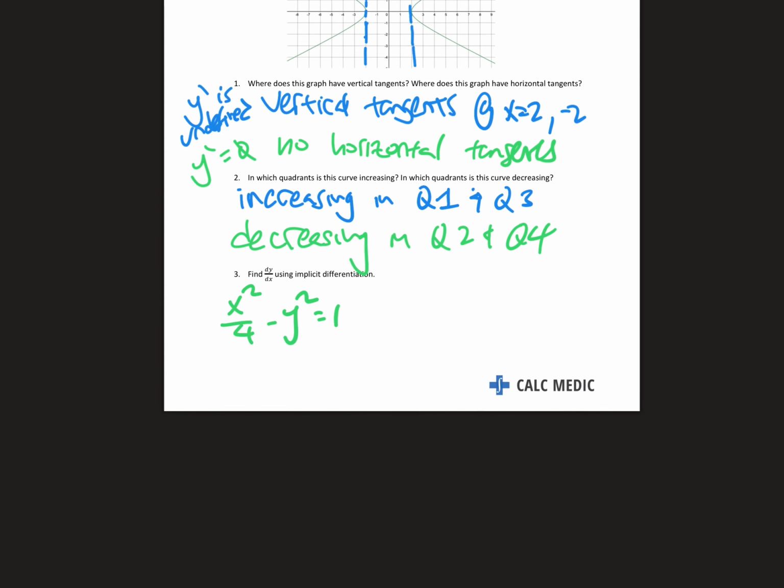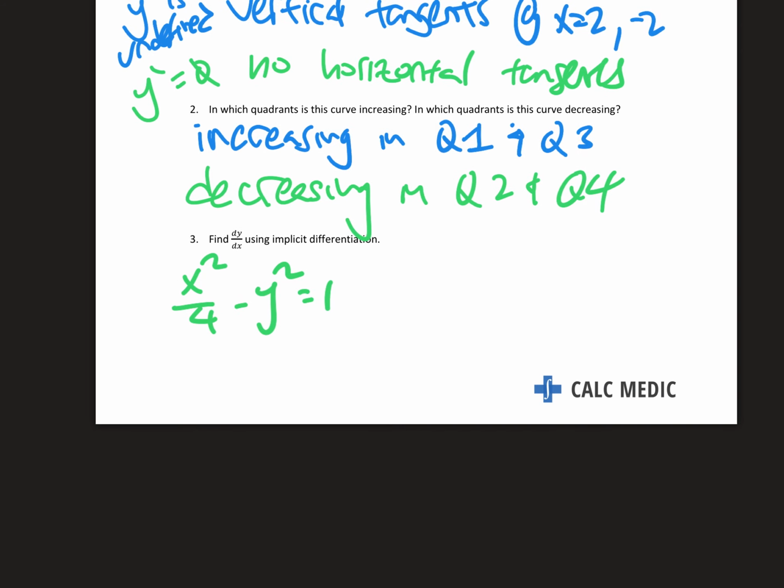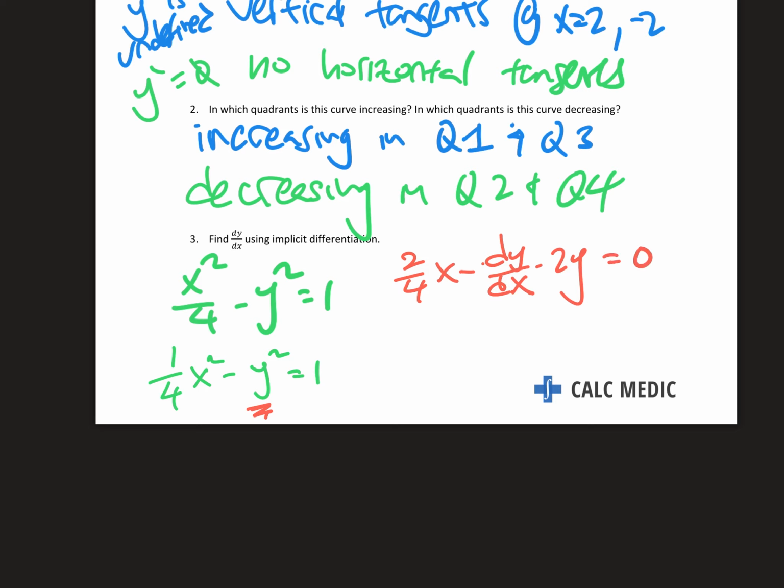Let's zoom in a little bit. I'm going to rewrite this to help me: 1/4 x squared minus y squared equals 1. So I just know to use the power rule with the fraction here. So that's differentiate. Let's see, that should be, bring the 2 down, becomes 2 over 4 x minus dy/dx, because I have a y right there, dy/dx, power rule, 2y equals 0. I can simplify here, so I have 1/2 x minus dy/dx times 2y equals 0.